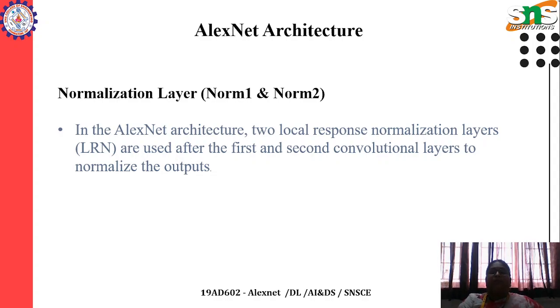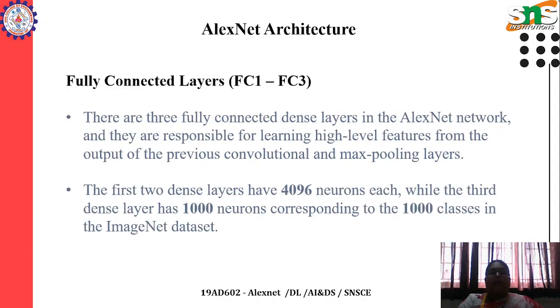In the AlexNet architecture, we have two local response normalization layers. From the name we can say, normalization is mainly used to normalize the output. Suppose the output we get is not normalized, we have this normalization layer to normalize it. The LR normalization layer is present after the first and second convolution layers to normalize the output.